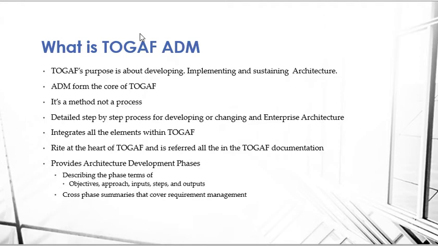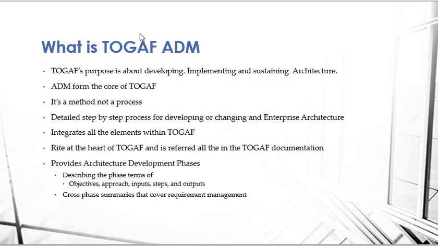The ADM forms the core of TOGAF. It integrates all the elements within the TOGAF, and it is at the heart of the TOGAF, which means that it is referred to in all the TOGAF documentation. The phases of ADM are basically 10, and each phase is described in terms of its objective, its approach, its input, the steps required for the execution of each phase, and the output of each phase.